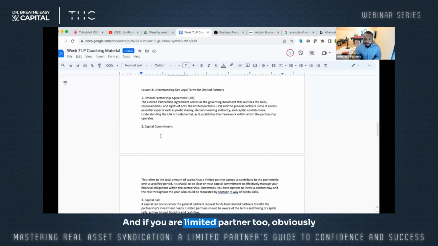And if you're a limited partner too, obviously, it's not a little amount of money, right? These are $50,000, $100,000, $500,000. So make sure you confirm that it goes to the right place.